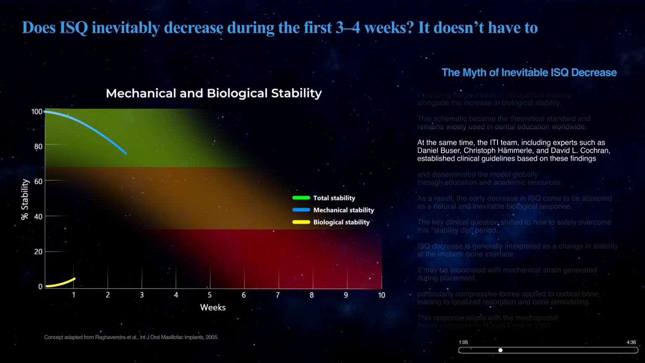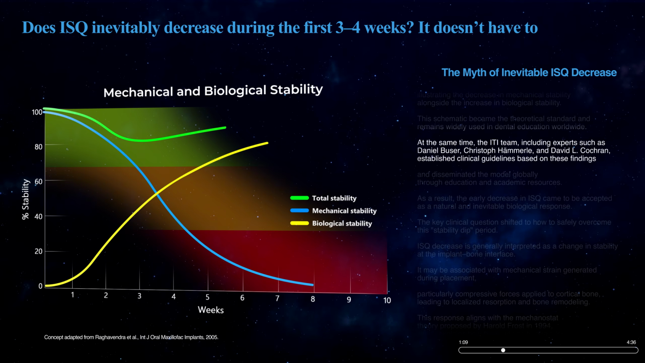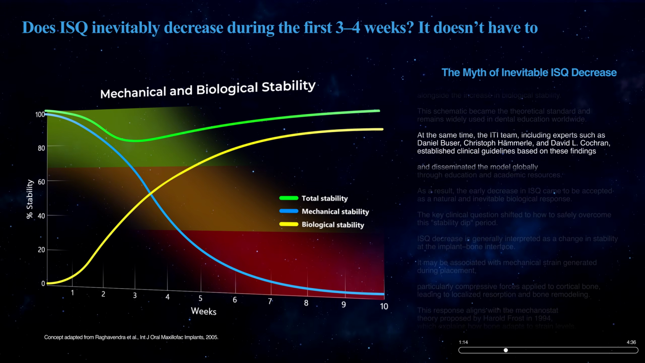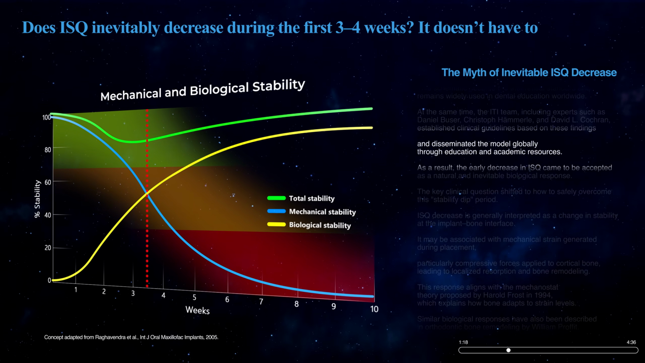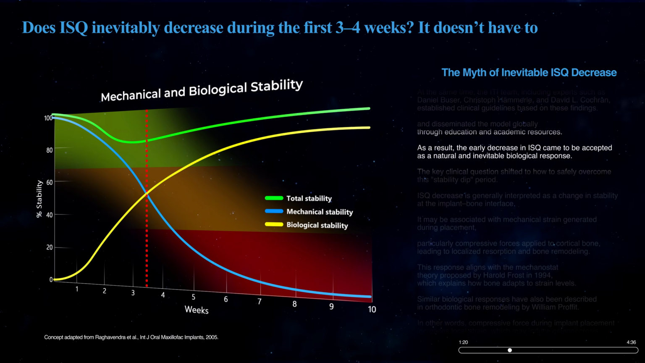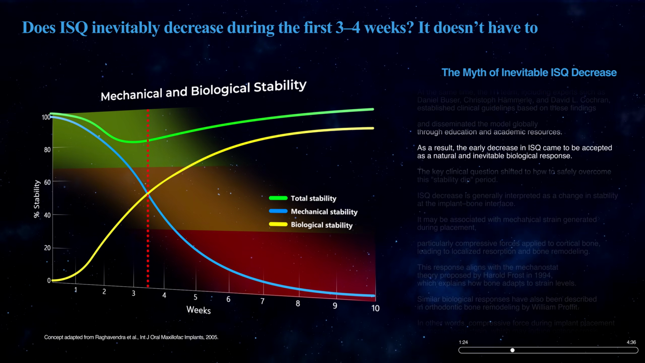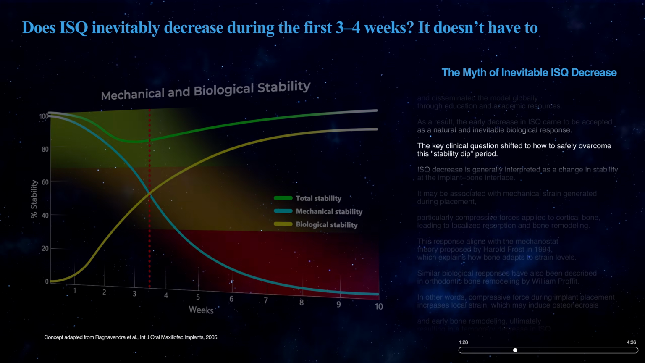At the same time, the ITI team, including experts such as Daniel Buser, Christoph Hämmerle, and David L. Cochran, established clinical guidelines based on these findings and disseminated the model globally through education and academic resources. As a result, the early decrease in ISQ came to be accepted as a natural and inevitable biological response. The key clinical question shifted to how to safely overcome this stability dip period.